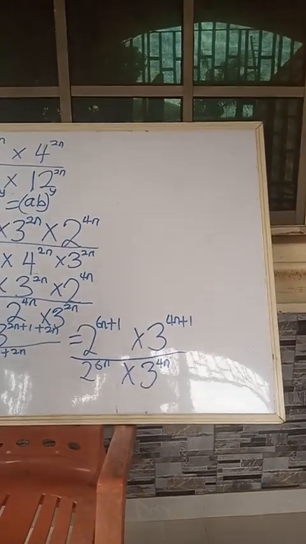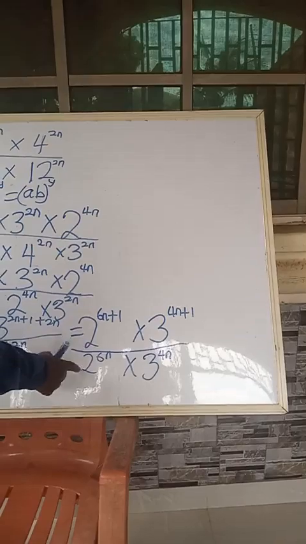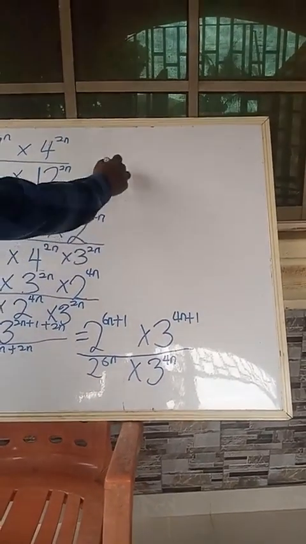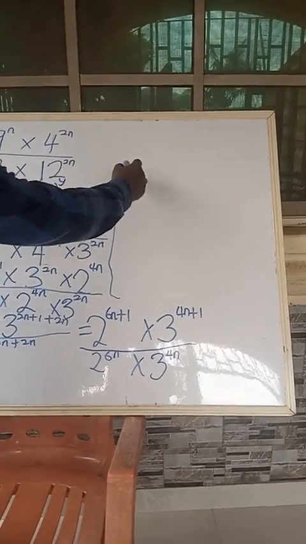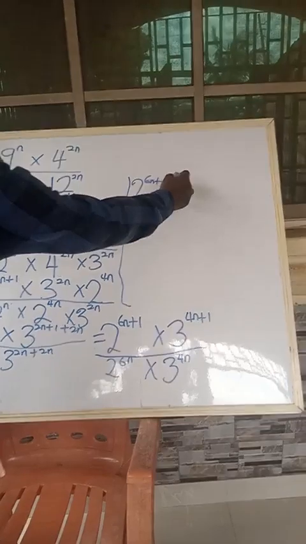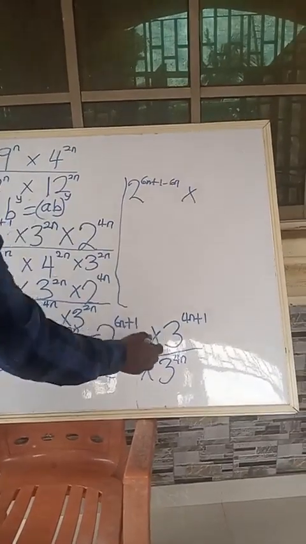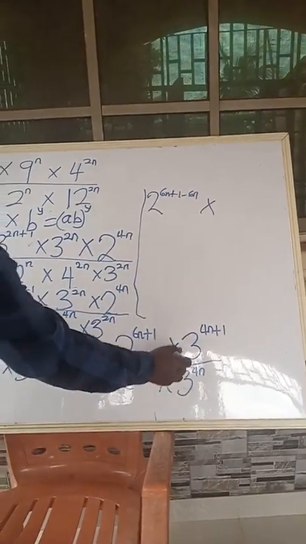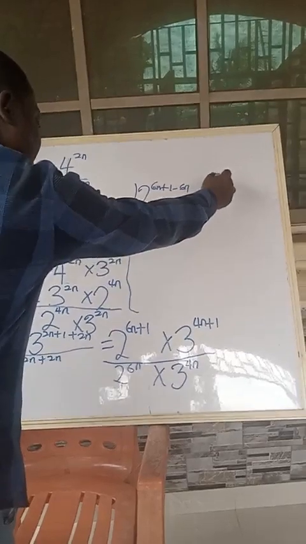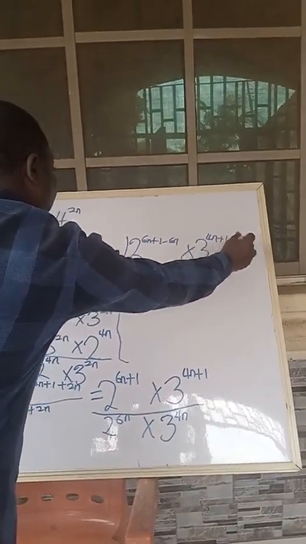So now I want to divide these two and these two according to the law of indices. They are the same base. Since we want to divide, we are going to subtract these powers, and that will become 2 raised to power 6n plus 1 minus 6n. Then times, I want to divide these two numbers too. They are the same base. So I want to subtract their powers: 3 raised to power 4n plus 1 minus 4n.